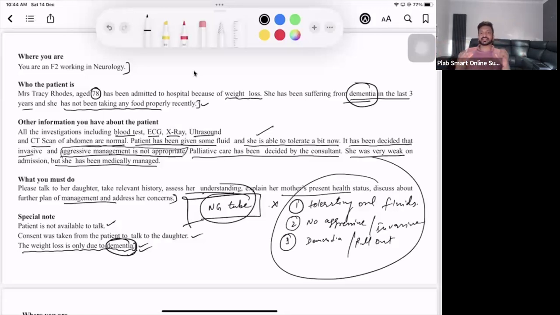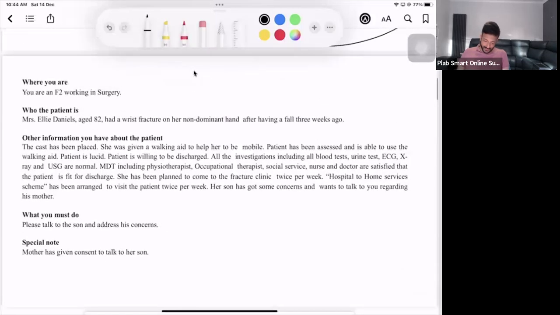So whatever the task says, please go accordingly. Right? So they keep on making little changes and you will be able to do it accordingly. This station is going to revolve around NG and your answer is no, a big no to NG tube in this particular scenario. Right. Okay, let's have a look at another one as well.